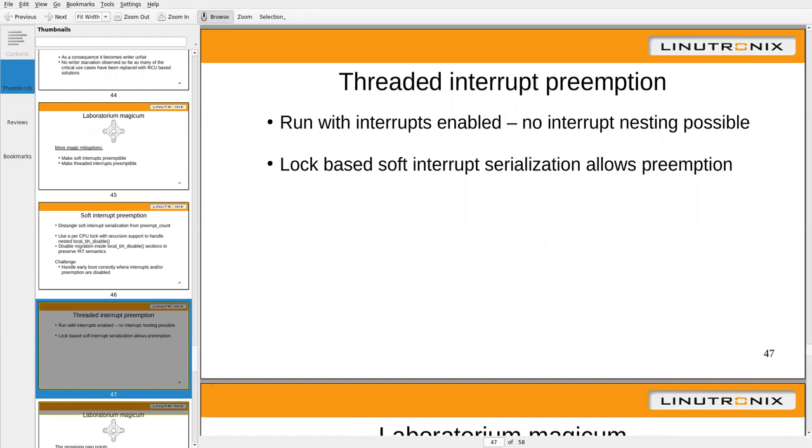So with threaded interrupt preemption, we run the interrupt handlers with interrupts enabled, and our lock-based soft interrupt serialization allows us to enable preemption. Also in the force threaded interrupt handlers, at least those which can be force threaded. This, of course, requires the spin locks to be substituted, and that's where we have most of the things in place now.